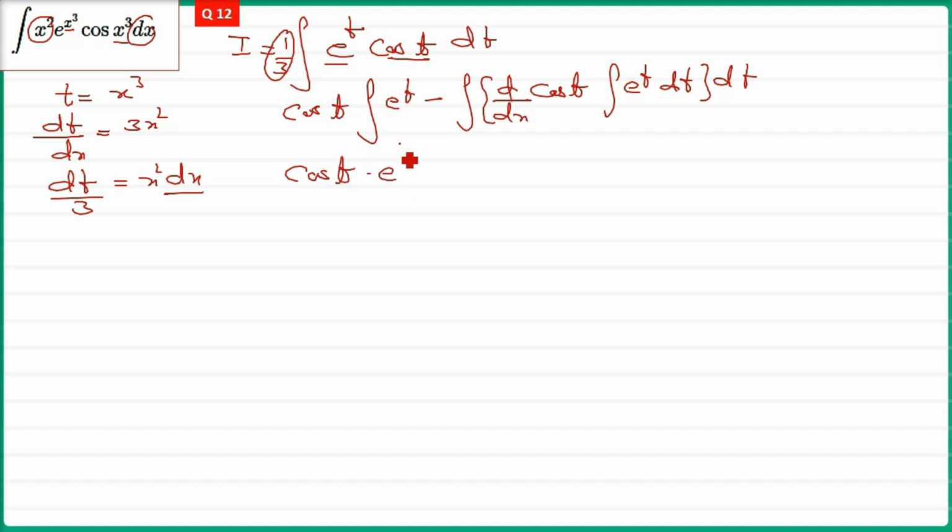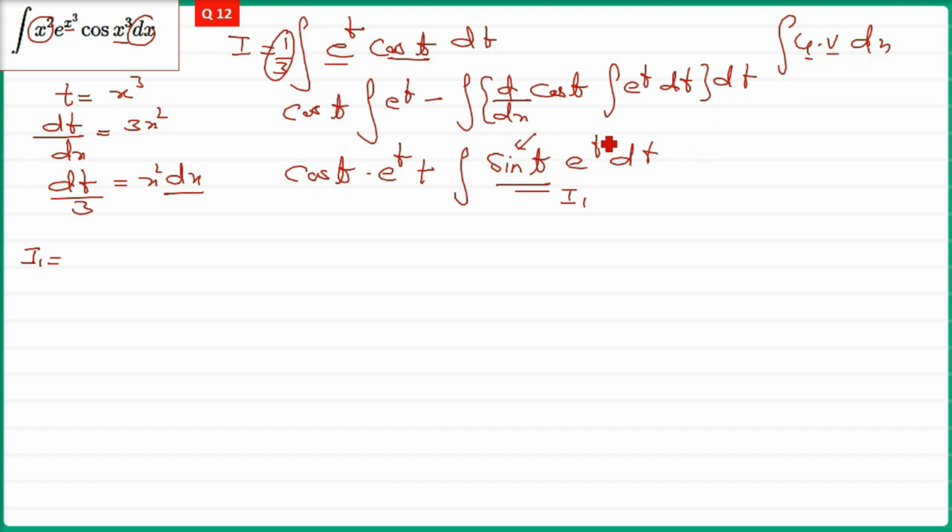Cos t, then e raised t, minus d by dt of cos t is negative sin t, so I have brought negative outside, and then e raised t dt. Now we are doing it separately because this is going to come again, you already know that. So we call it I1. In sin t e raised t, I am applying this uv integration again. So you all are already aware of that, so let's do this.